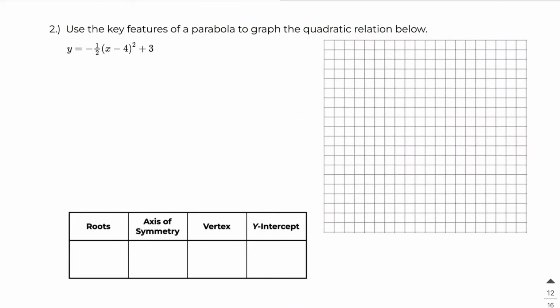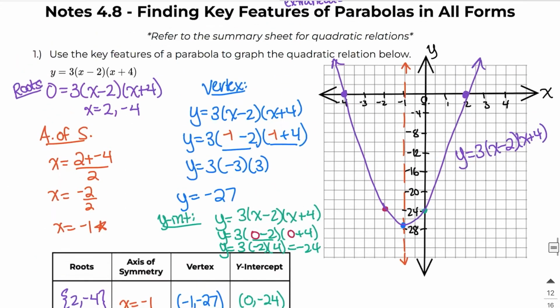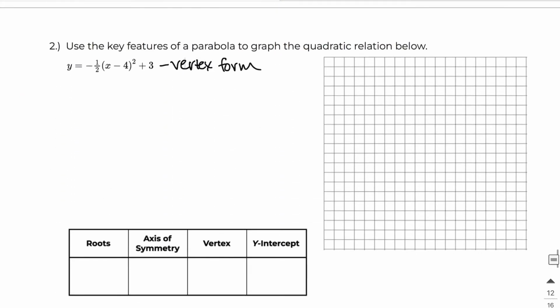All right, in our next example, we're asked to use key features of a parabola to graph our relation below. This time our relation is in vertex form. And I guess maybe we should have labeled our top one right here that this one is in factored form. Okay, so let's go ahead and talk about how to do this right here.